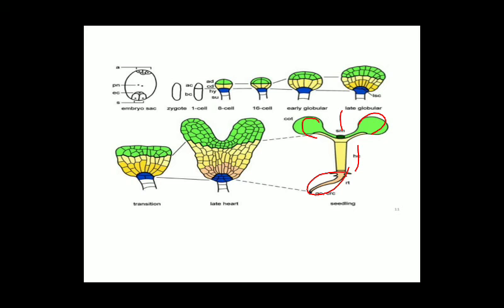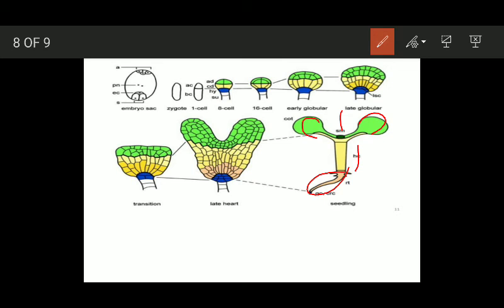First of all, this early globular proembryo gives rise to late globular proembryo. This late globular proembryo starts differentiating the two cotyledons. When the cotyledons become fully mature, they enclose between them the plumule. So this is all about the embryogeny in dicots.